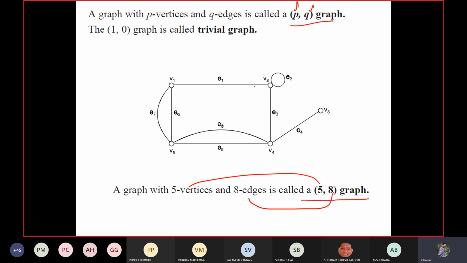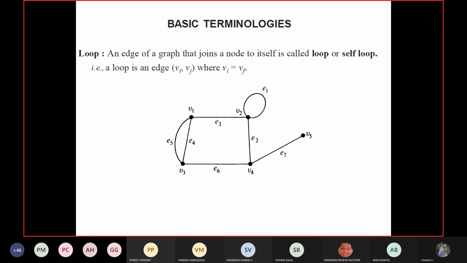Sometimes you may have only one vertex. That time it will be denoted as a 1 comma 0 graph. A 1 comma 0 graph is also called a trivial graph. Okay, trivial graph. Next definition is loop.